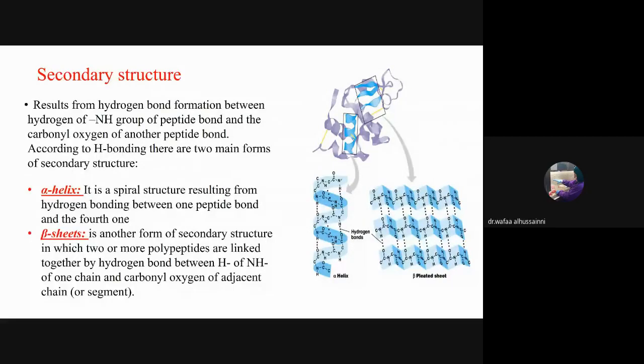The secondary structure results from hydrogen bond formation between the hydrogen of the N-terminal group of the peptide bond and the carboxyl of another peptide bond. Okay? This is a peptide bond for this protein, and there's another one that comes along to it from the same protein, and then we have an H here, and then there's C double bond O here.